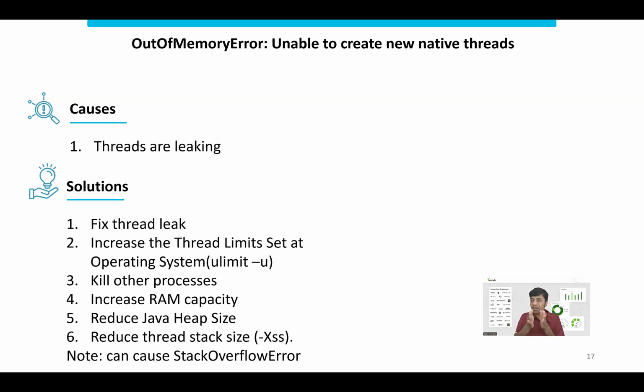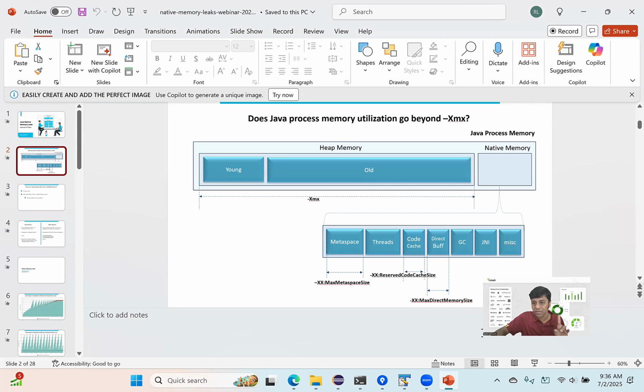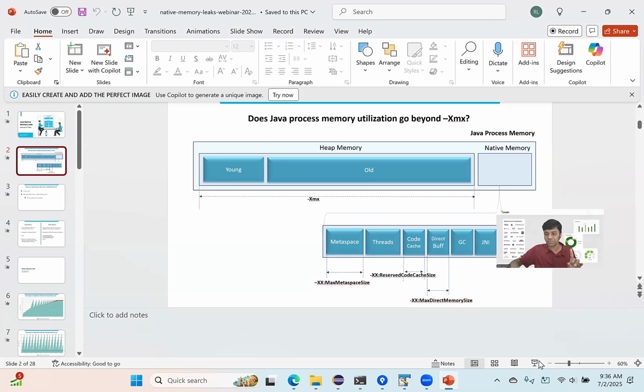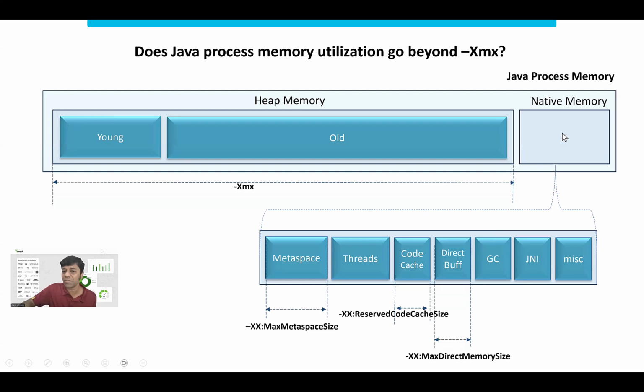Then the threads are in the native memory region. Friends, here is one very important takeaway. Let's go back to this diagram. In this native memory, you can set a limit on metaspace, code cache, and direct buffer. But you cannot set a limit on threads. There is no limit on the threads. They can keep on growing up to whatever your RAM capacity is.